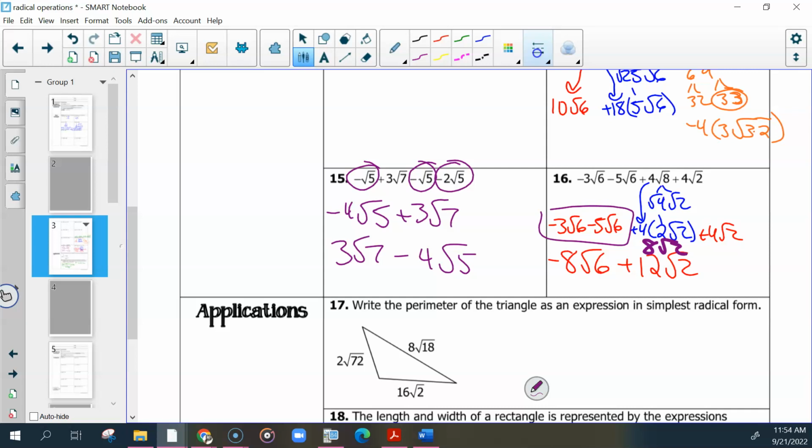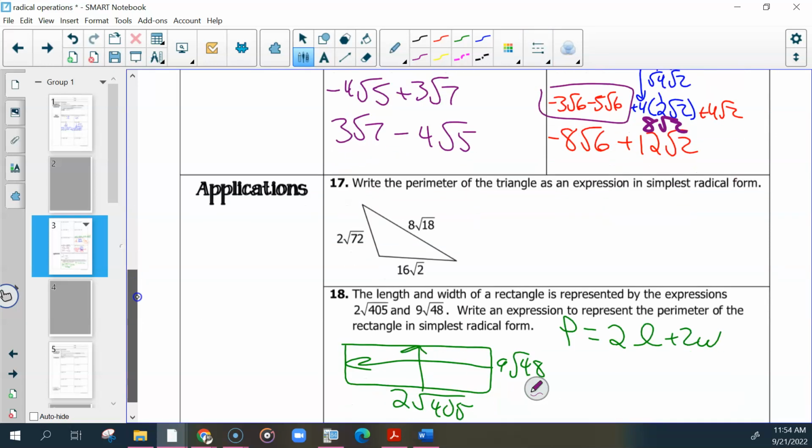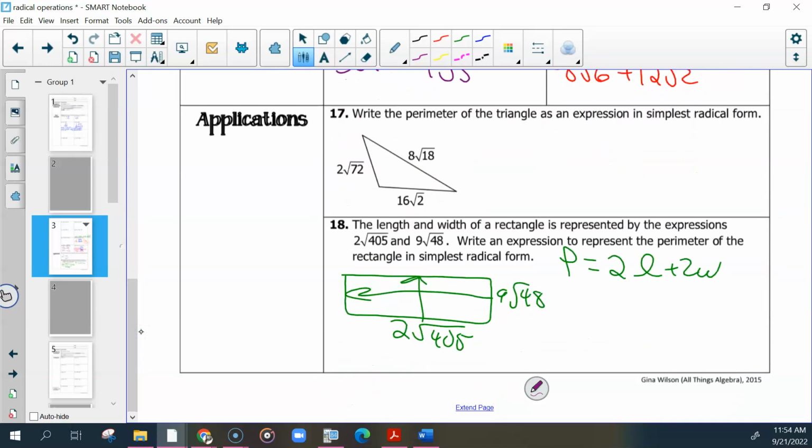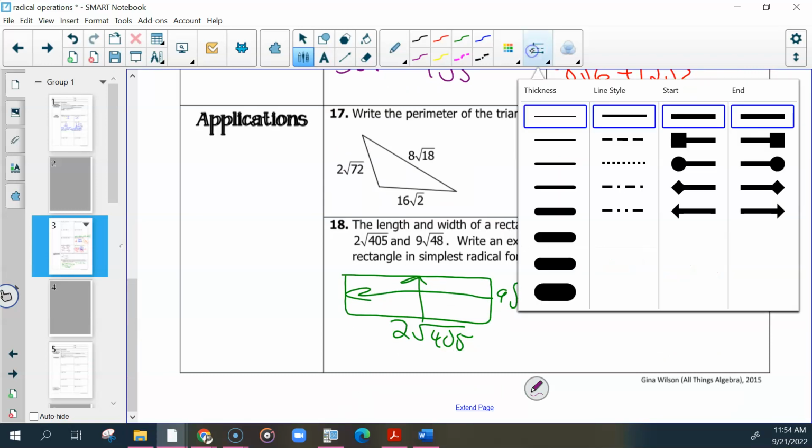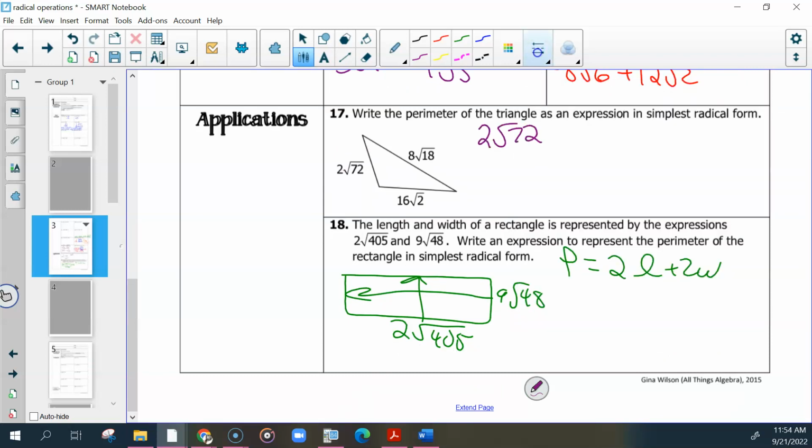Any others? 5 through 18. Nature. Mm-hmm. So perimeter, we know we're adding, so we're going to be adding these 3 together. The order in which you put them does not matter. Of the radicals, which ones can we simplify? 72 and 18. So we're going to have to simplify both of those. Sometimes you'll have to simplify everything. Sometimes you'll only simplify one thing. Depends.